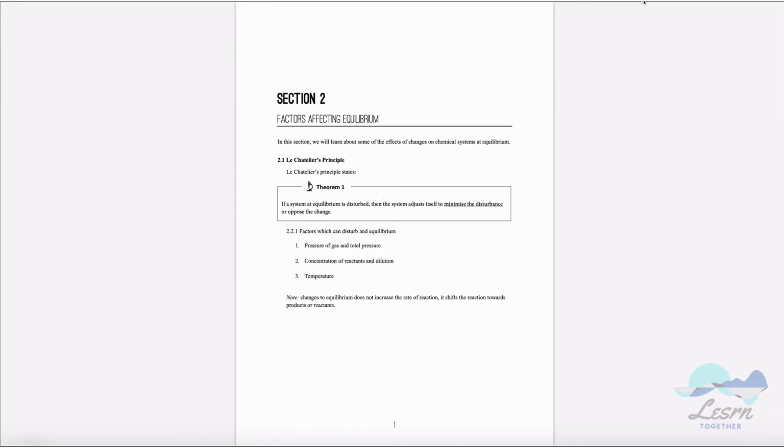So in this section, what we're going to be talking about are essentially the factors that affect the position of our equilibrium. What we discussed in the previous section was that most equilibriums are dynamic equilibriums, meaning that there is a forward reaction and a reverse reaction, and the rates of both these forward and reverse reactions are equal, such that there's no change in concentration, right?